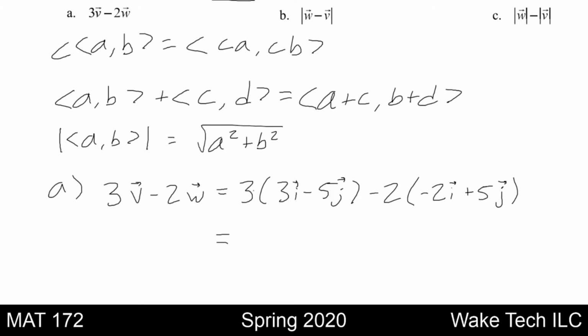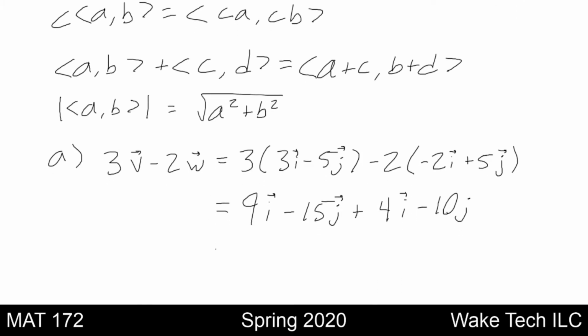So for instance, right here, it's a little more obvious that we can distribute the 3 in the same way that we'd be distributing the c into the vector. So I'd have 9i minus 15j, minus 2 times negative 2. Negative 2 times negative 2 is a positive 4i, minus 10j. Then we can combine like terms and end up with 13i minus 25j.